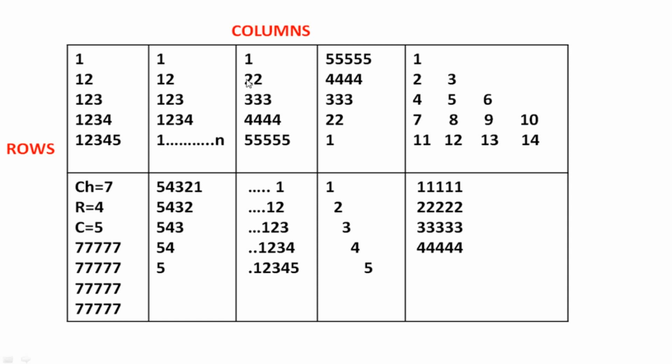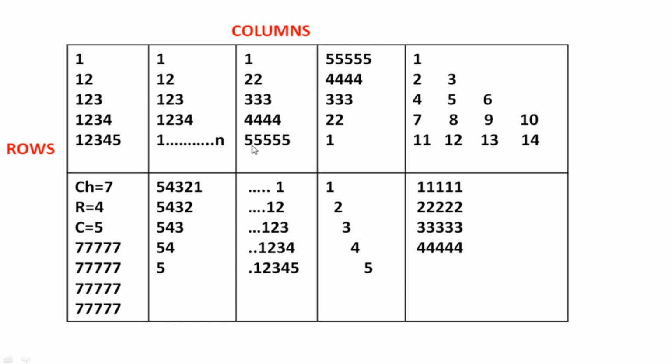Now here it is going in the same right angle triangle format, but here it is printing the value of the row. In the previous one it was printing the value of the column: 1, 1 2, 1 2 3. Here it is printing the row value. When the row value is 1, the inner loop is also going one time, printing the row value, which is 1. Then when the row is 2, the inner loop is going 2 times only, and it is printing the row value, that is 2, 2, and so on.